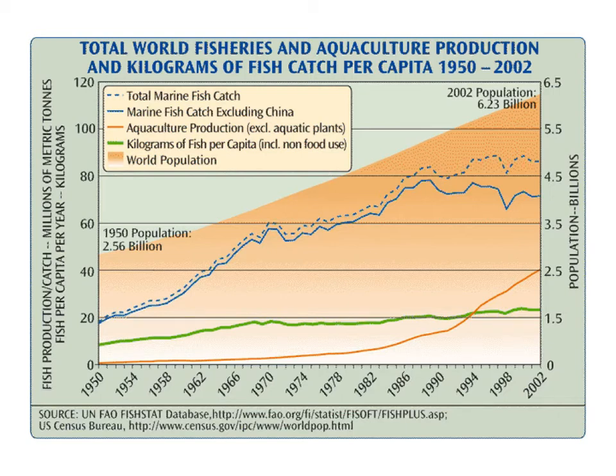This would translate to a declining per capita consumption of fish, but the per capita consumption of fish remains level, and this is because aquaculture has increased to make up the gap. Aquaculture has filled the gap between a growing human population and a leveling of the wild capture fish.